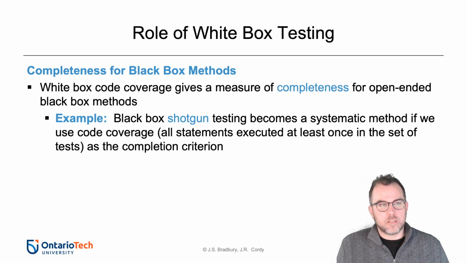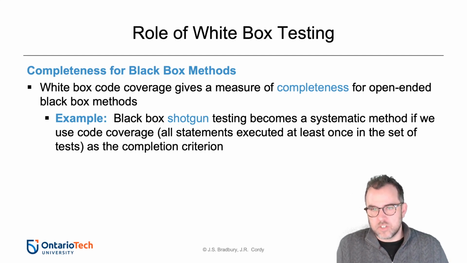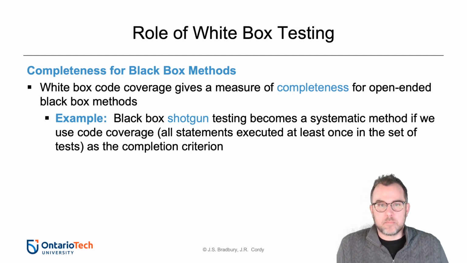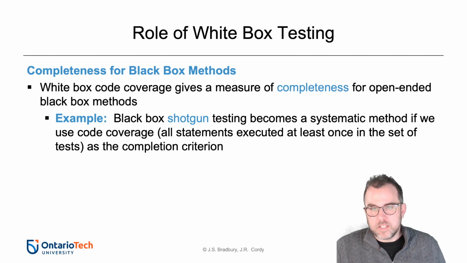One of the things I wanted to mention is that white box testing actually has the opportunity to provide additional confidence in the software, additional confidence that you can find bugs in the software, by adding an element of completeness to some black box methods. For example, one of the things we talked about with black box was shotgun testing, where we systematically use random values, right?